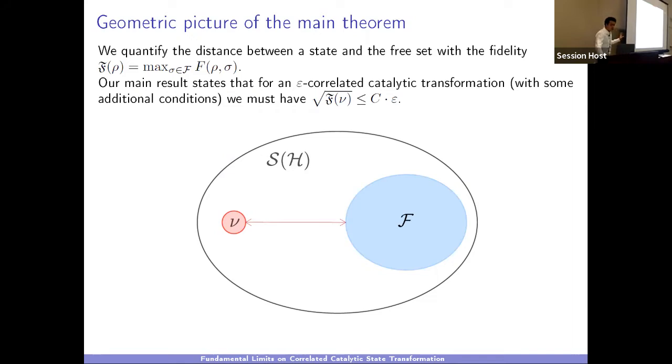So here is our main theorem. This is the geometric picture. First I introduce this quantity, which is the fidelity between a state and the set of free states. So I just maximize over the set of free states. And our main result states that for an epsilon correlated catalytic transformation, the fidelity must be smaller than a constant multiplied by epsilon. So this means that as epsilon goes to 0, the catalyst state nu must be farther from the set of free states. And this means, by an entropic relationship, that the resource of the catalyst must go to infinity as epsilon goes to 0.